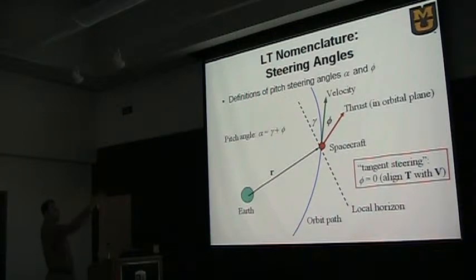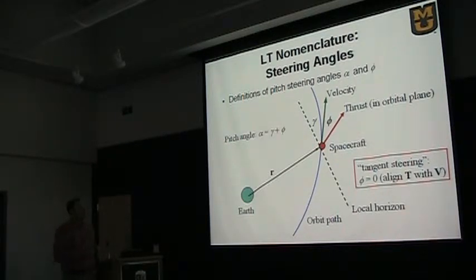The velocity vector is tangent to that path. The thrust is the red vector, and that can be pointed anywhere in this orbit plane. So the angle between the green vector and the red vector, we'll call that phi, a pitch steering angle, how to steer that thrust vector. And I can also have a different angle, alpha, but that's just the sum of what's called the flight path angle, gamma, from the horizon to the green vector, and then adding phi onto that.